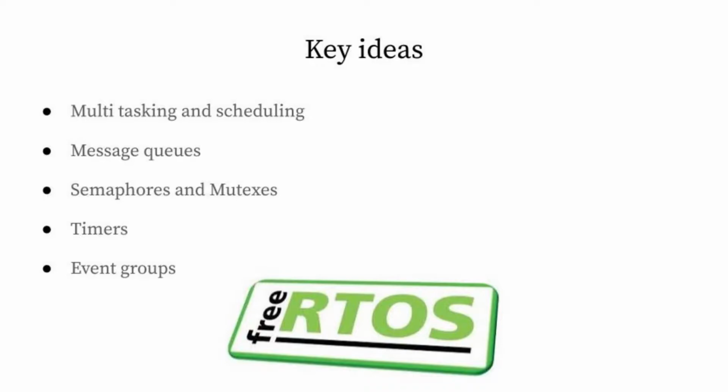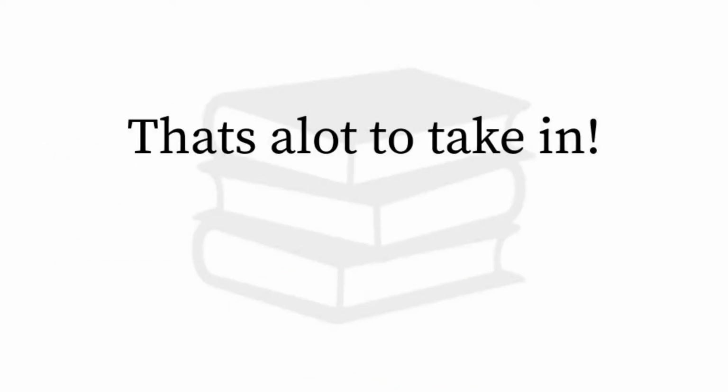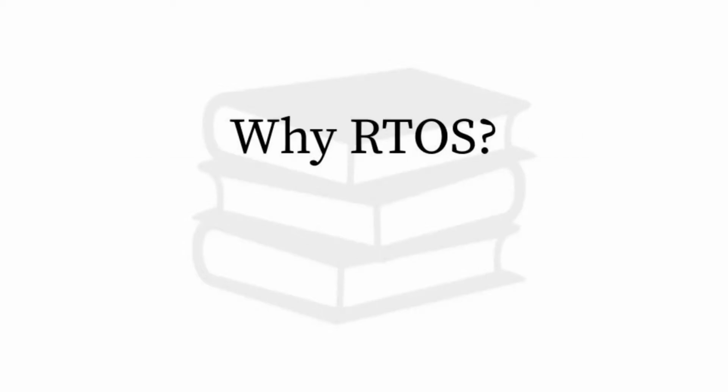The key ideas and concepts in RTOS are as follows: multitasking and scheduling, message queues, semaphores and mutexes, timers, and event groups. I know there's a lot to take in, even for me. I had a hard time wrapping my head around most of the concepts. First, let's try to understand the spirit of RTOS, or why such a system is needed in the first place.